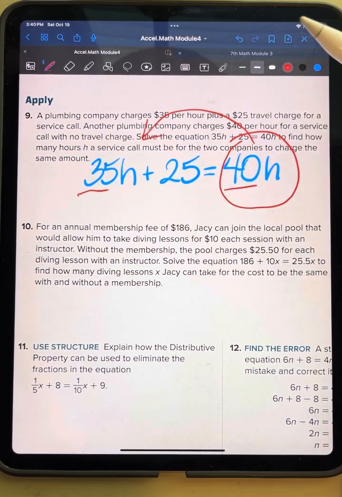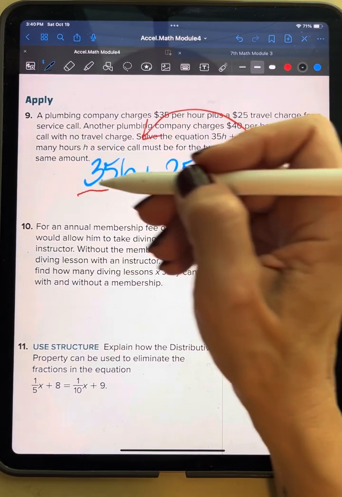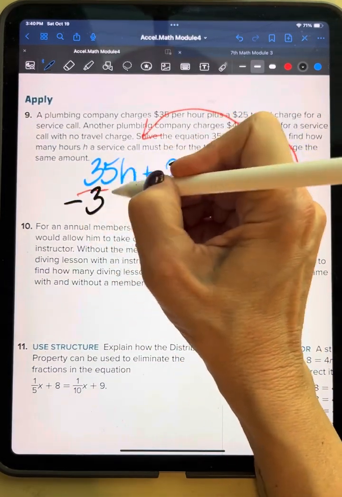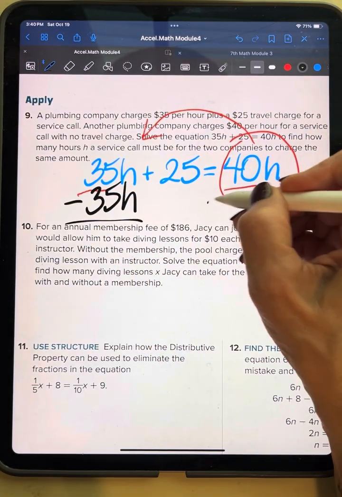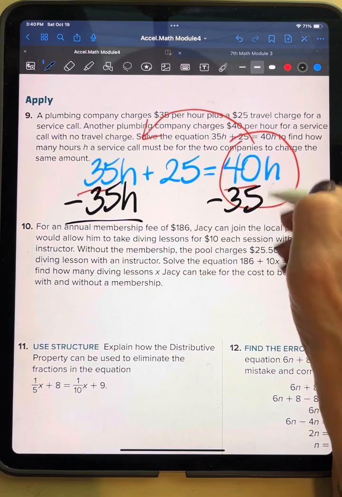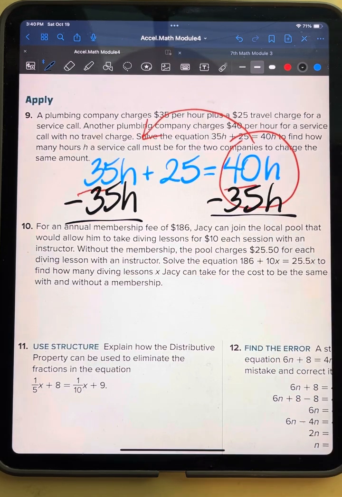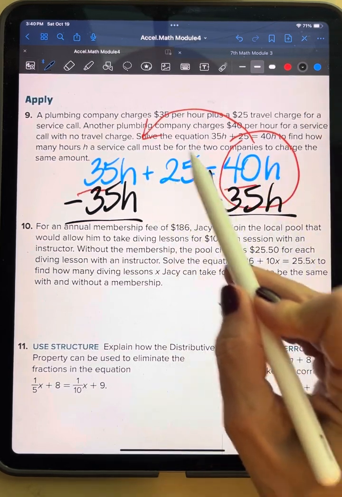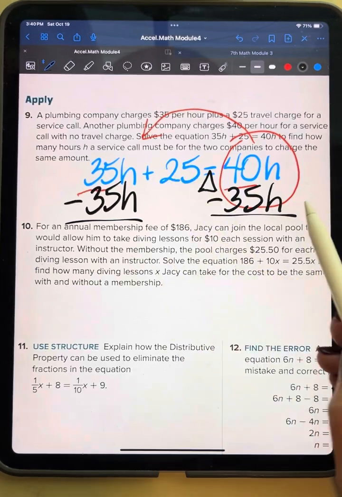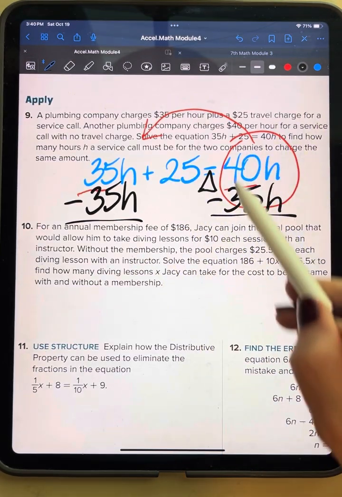How do I undo a positive value of h? I hope you're thinking to yourself and maybe saying out loud, subtract that value. So take away 35h over here. Do that on both sides. Take away 35h over here. And remember, it is absolutely imperative that you do the same thing to both sides, because an equation is just like a seesaw where you have got to keep all the kids on the left in balance with all the kids on the right.